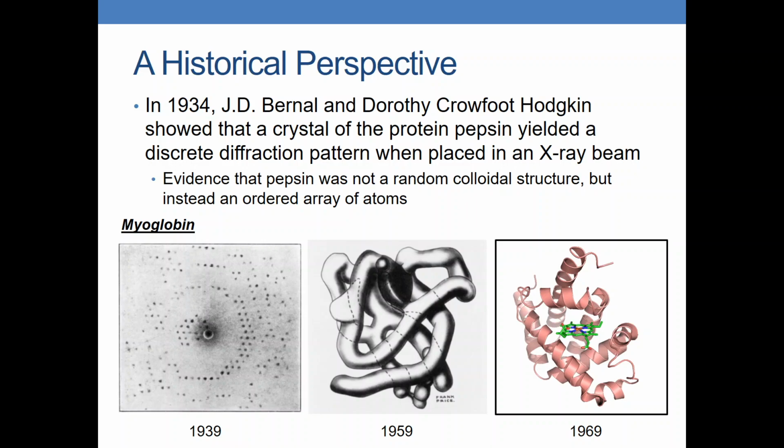We knew to some extent what they were made of. We knew that there were some carbon, some nitrogen, oxygen, some other things. But it was largely assumed that proteins were just these amorphous blobs. They kind of lacked structure, at least that was the assumption. This was until 1934 when J.D. Bernal and Dorothy Crowfoot Hodgkin showed the first diffraction pattern for a protein. Now, I'll tell you what that means in a moment.